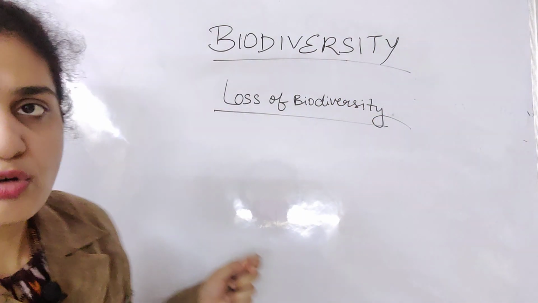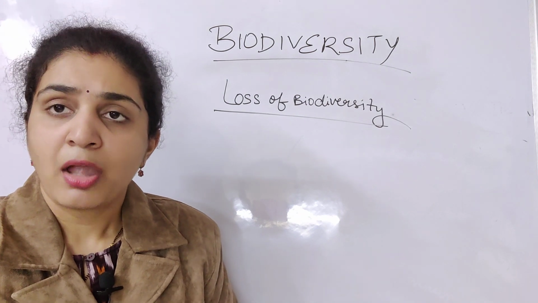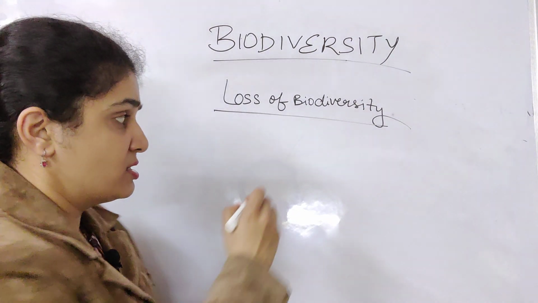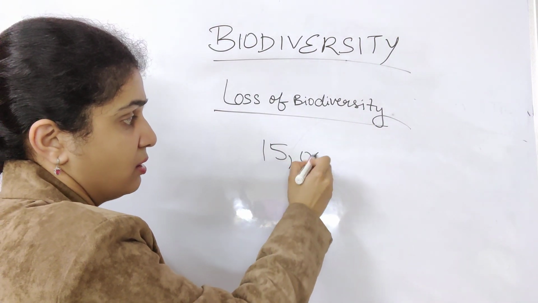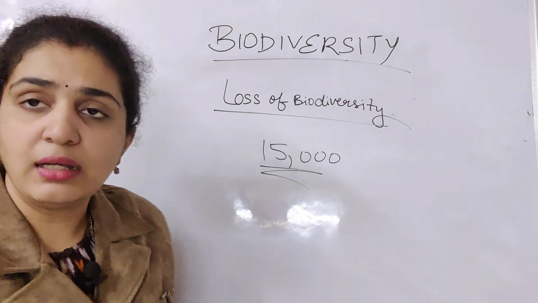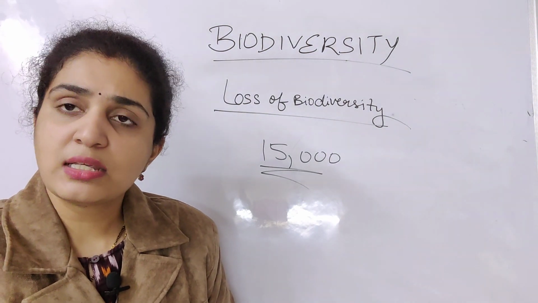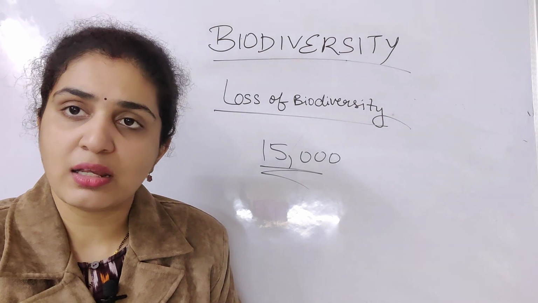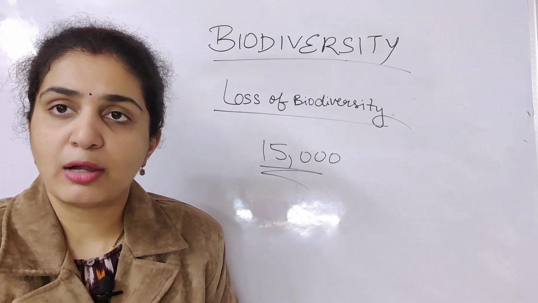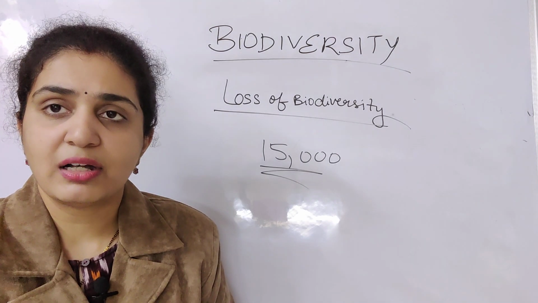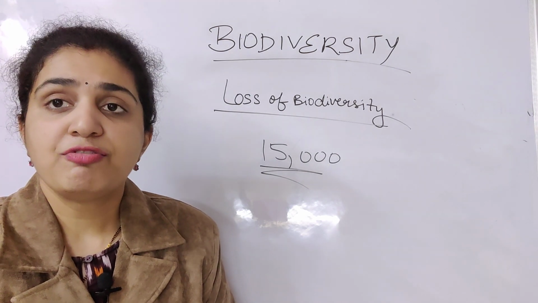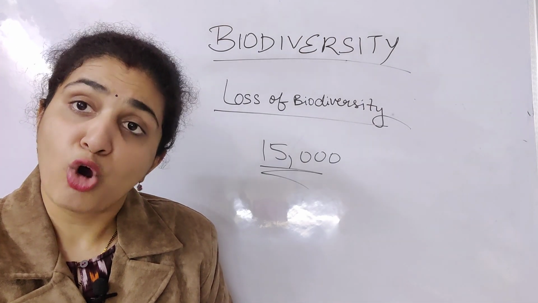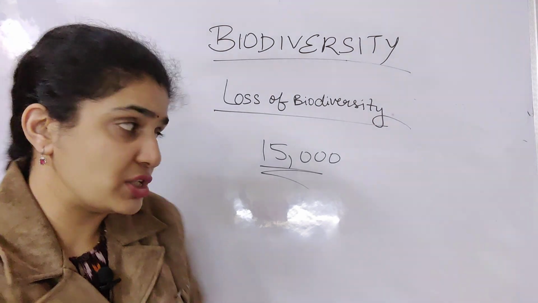So, how is the loss of biodiversity taking place? Now, do you believe it or not, 15,000 species are about to get extinct now. Means you cannot see them ever again. There are so many reasons for the loss of biodiversity. The main reasons I will tell you, but for now remember 15,000 species are going to get extinct. Till now, the number of species that got extinct is 784.